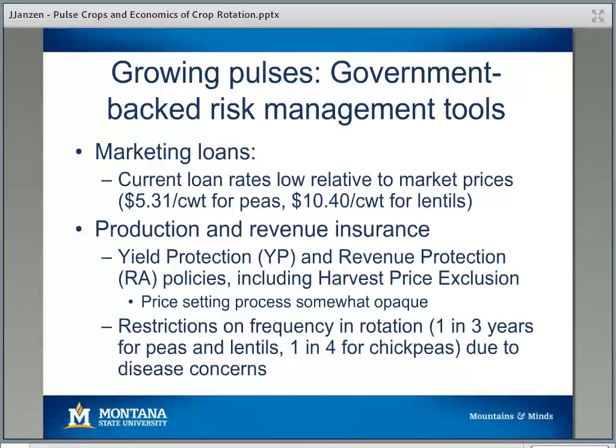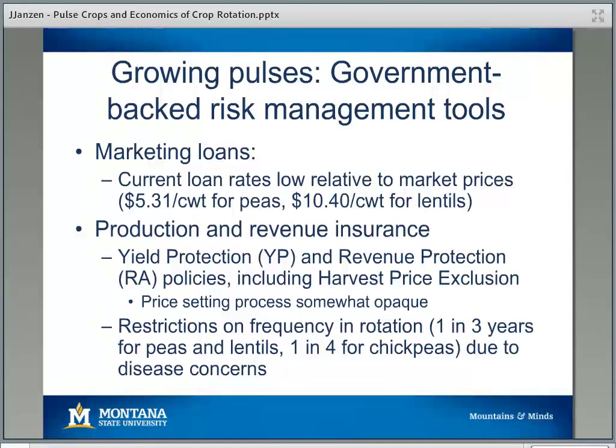The other big thing to note, and this is going to come in as important later, is that there are significant restrictions on the frequency with which pulse crops can be grown in a rotation and still be covered under these crop insurance programs. Generally, this is 1 in 3 years for peas and lentils. So on a given field, you're only eligible to purchase insurance for peas if you haven't planted peas in the last 2 years. So you can grow peas 1 in every 3 years. For chickpeas, that window is even longer, at 1 in every 4 years. And that has to do in large part with agronomic concerns, especially related to crop diseases. The disease pressure is generally larger and more intense the more frequently we grow these things.